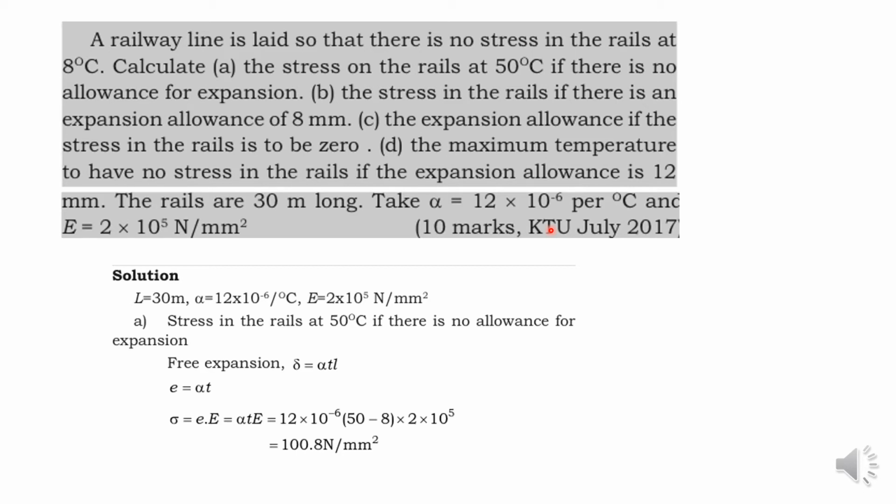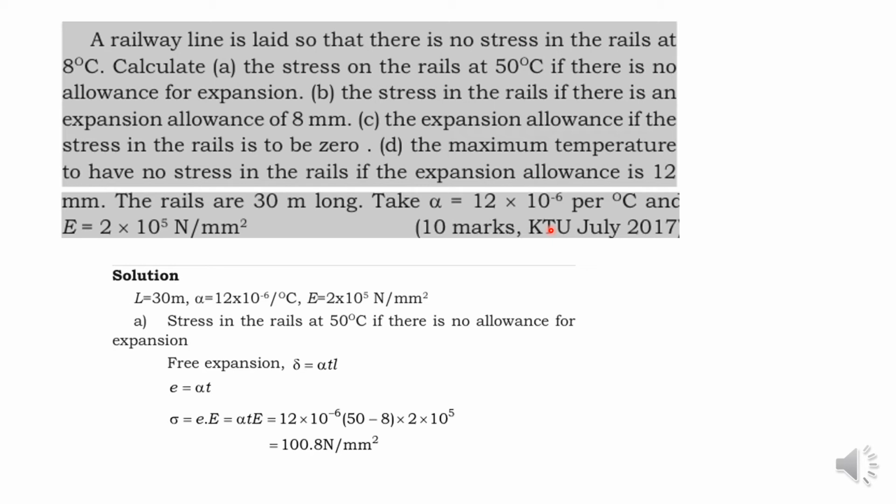Okay. So what is the equation for free expansion? That is alpha delta T into L. So the value of strain will be alpha into delta T. What do you mean by strain? Change in dimension divided by original dimension. So that strain will be alpha into delta T. Now we have to find out the value of stress. If we know the value of strain, just multiply strain into Young's modulus. So alpha into delta T into E will be the stress induced in the rail.